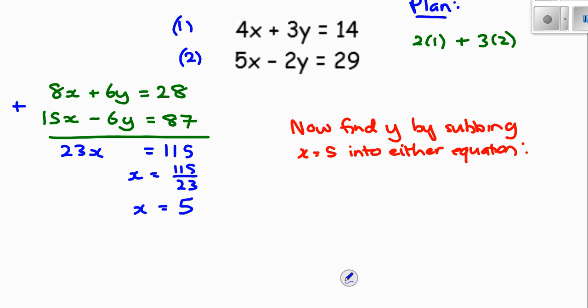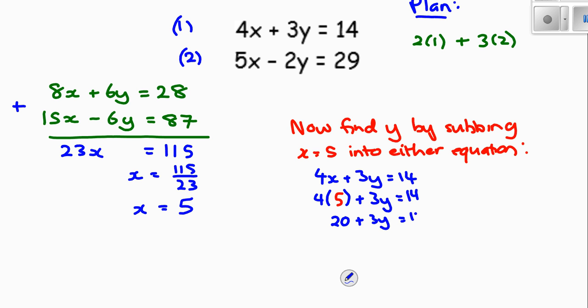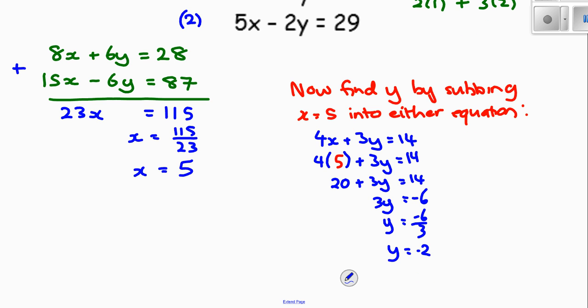So we're going to go 4x plus 3y equals 14. So 4 times 5 plus 3y equals 14. 4 times 5 is 20. So 3, I'm running out of space. 3y equals 14 minus 20, negative 6. So y equals negative 6 over 3. Y equals negative 2. So as you can see, there's lots of areas where you can make numerical mistakes.